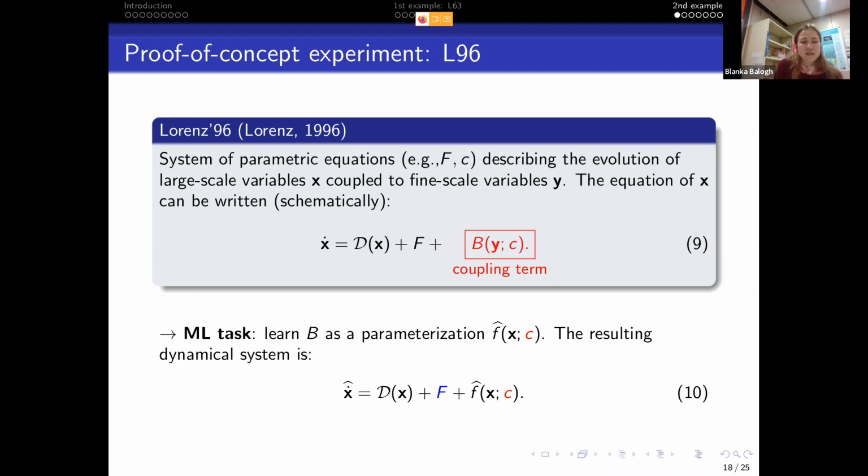So the machine learning task will be to learn b, the coupling term, as a parameterization, f hat, which depends on both x and c. And the resulting dynamical system, once the parameterization has been replaced by the neural network estimate of this function, is given by equation 10: x dot hat equals the dynamics plus the parameter f, which is the forcing, plus the neural network emulation of the coupling term.